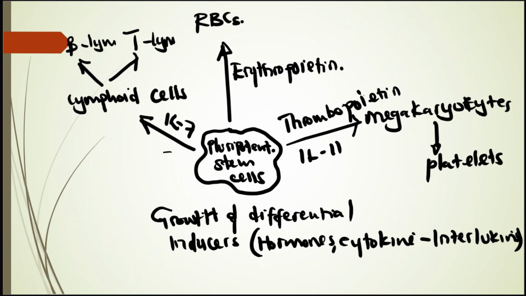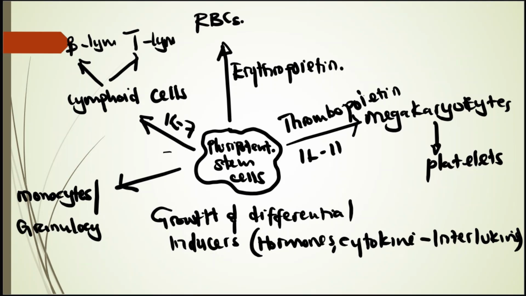All right. If you want to differentiate into monocytes and granulocytes, which are a type of blood cells, we use an inducer called colony stimulating factor GM. All of these are growth and differentiation inducers. So for a certain blood cell to be formed in the body, the stem cell has to be told by the inducer to produce that cell.